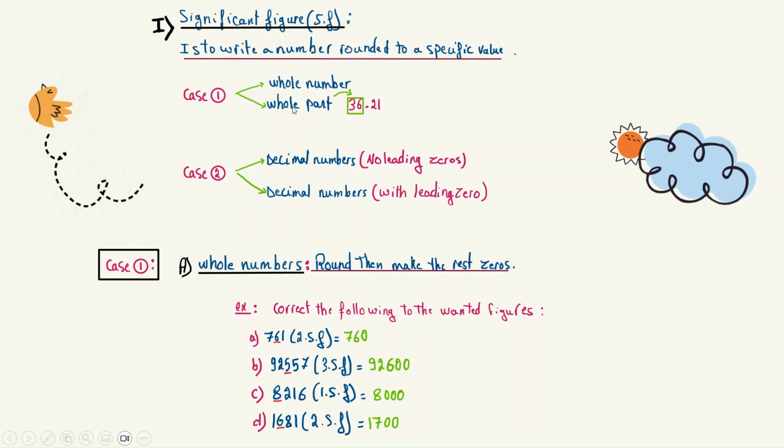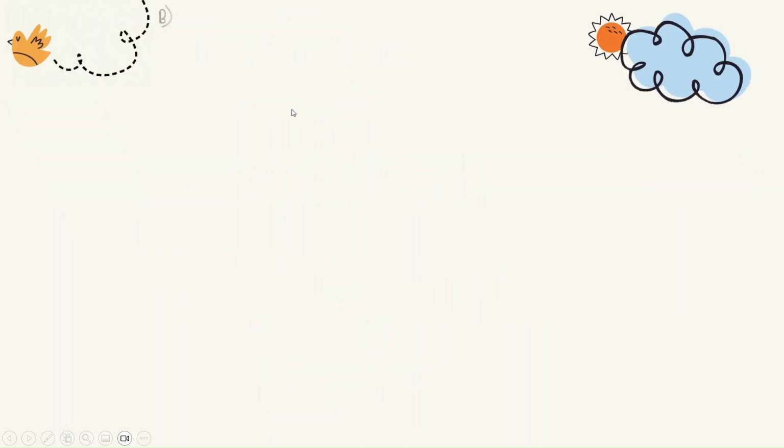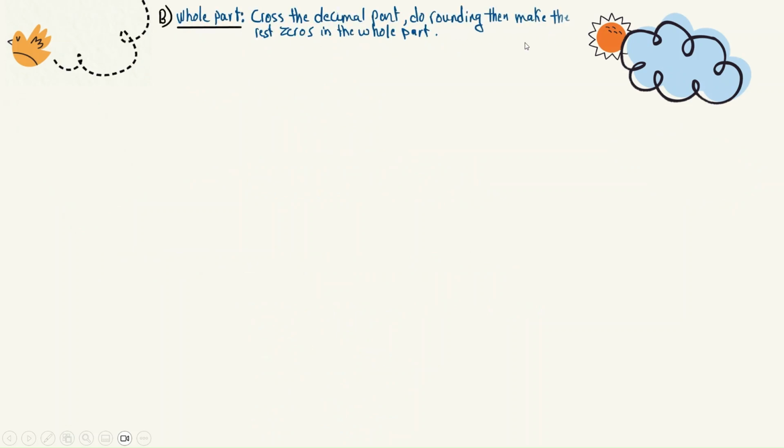Now we're going to move to section 2, which is the whole part. In the whole part section, remember we cross out the decimal part, we do rounding, then make the rest zeros in the whole part. Example, correct the following to the wanted figures.